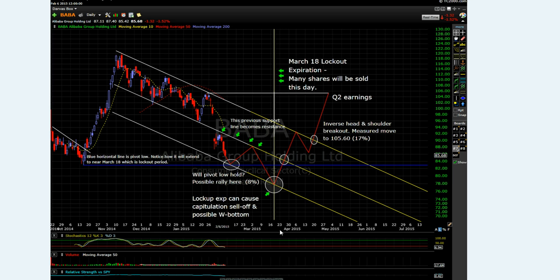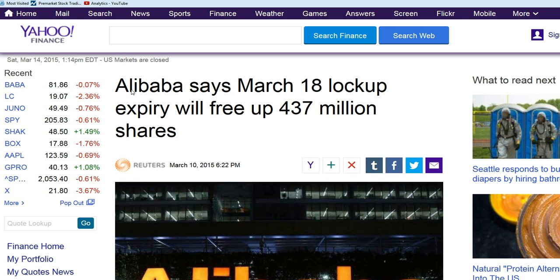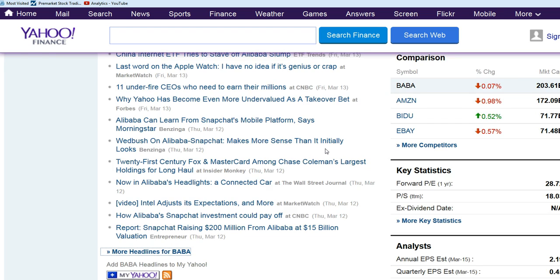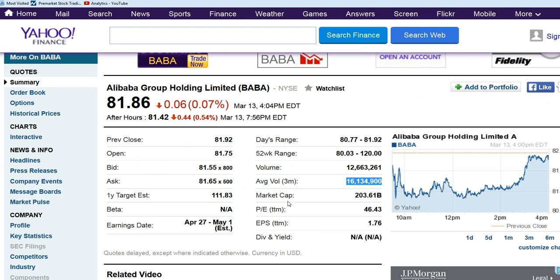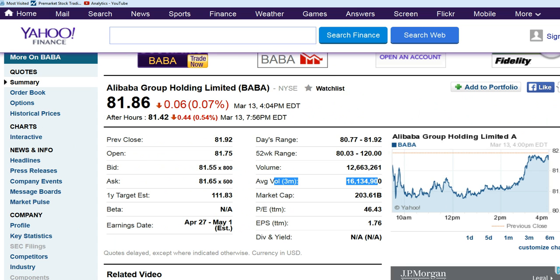Now, what I didn't realize was how many shares would be unlocked here. If we take a look at this headline, it says Alibaba says March 18th lockup expiry will free up 437 million shares. That is a lot of shares. If you take a look at Baba's average daily volume, which right now is 16 million shares, you're looking at 28 days of volume in one day.